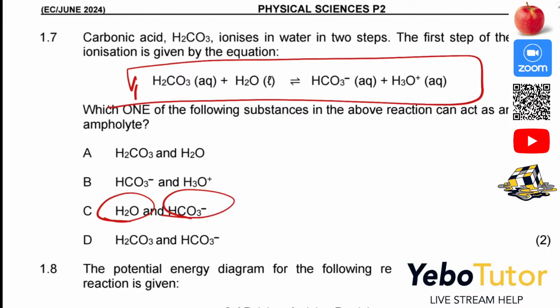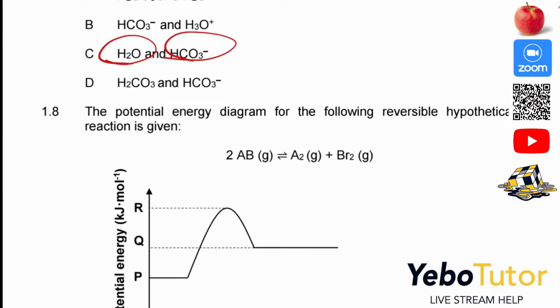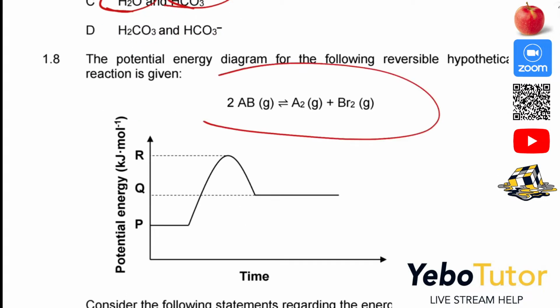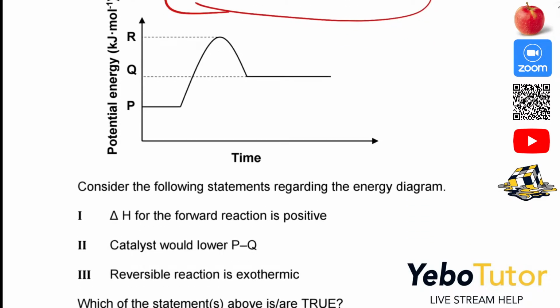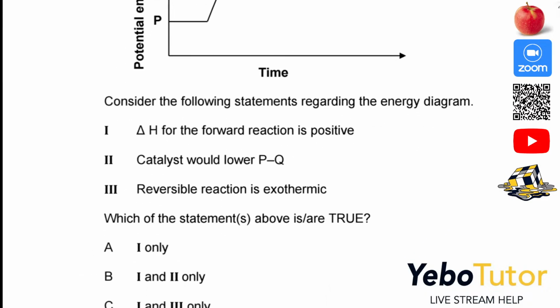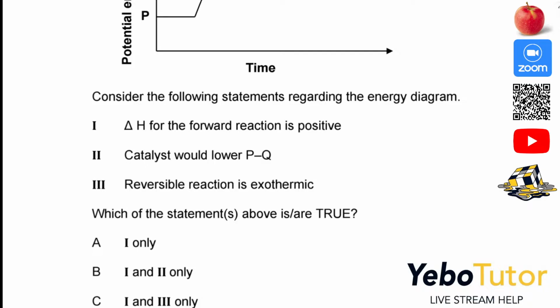Okay, so the potential energy diagram for the following reversible hypothetical reaction is given as follows, as we can see. Now the question says to consider the following statements regarding the energy diagram. So the first one, the change in enthalpy H for the forward direction is positive. The catalyst will lower the PQ. And of course, the reversible reaction is exothermic. Which statements above is or are true on 1.8?